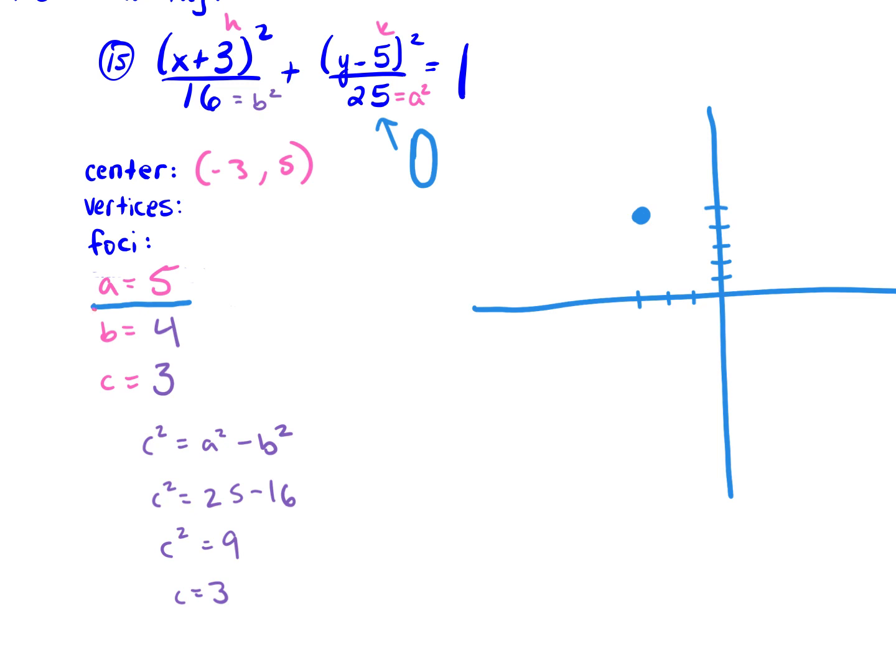I'm going to go up 5 because I have a vertical ellipse. So that means my major axis goes up and down. So I'm going to go up 5 and I'll go down 5. So 1, 2, 3, 4, 5. And then I go down 5 also. So those 2 points are my major vertices. So my first point would be negative 3, 10. And then the other point would be negative 3, 0.